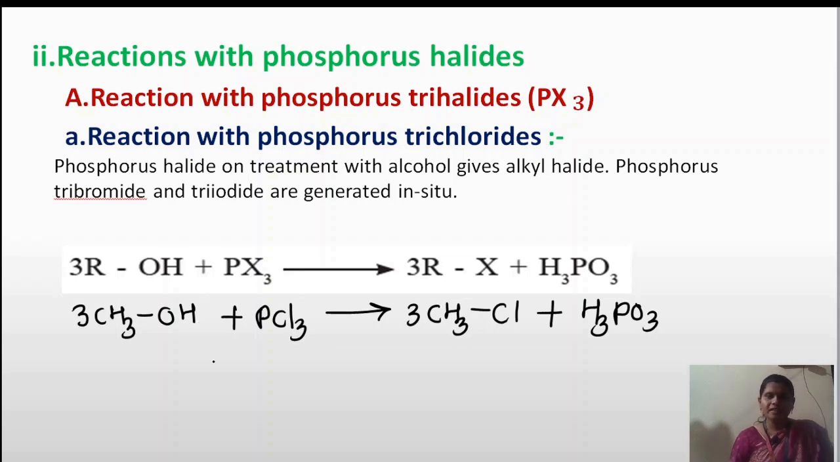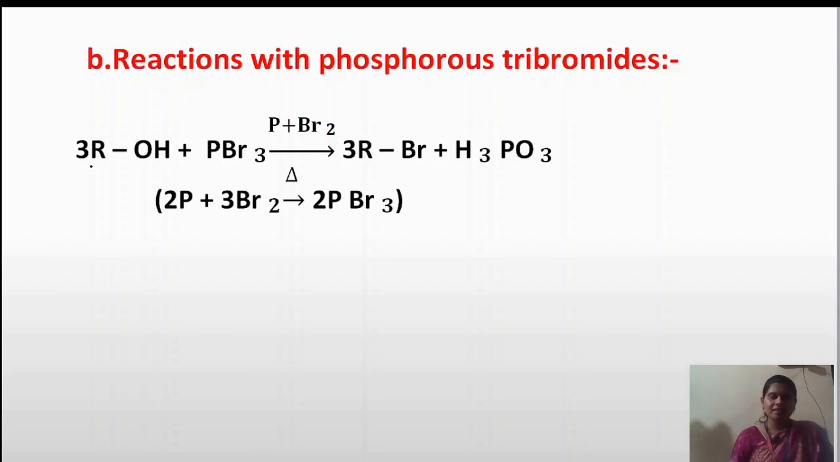Now the OH is replaced by one of the chlorines of this PCl3. The general reaction for this is 3 ROH reacts with PBr3 to give 3 RBr plus H3PO3, that is phosphorous acid. The reaction is the same as with phosphorus trichloride, but we have to use PBr3.